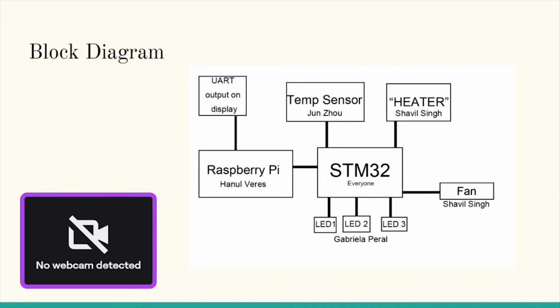This is the block diagram for our project. Everything's connected to the STM. We have the temp sensor, heaters, fan, and the three LEDs. And then we have the Raspberry Pi connected to the computer with UART.